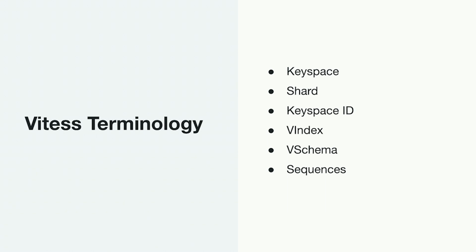A key space ID is an identifier that is used by Vitess to map a row in any of the tables that you have in a sharded key space to a shard. So each row has a key space ID, and this is only relevant for sharded key spaces. Unsharded key spaces don't have key space IDs.